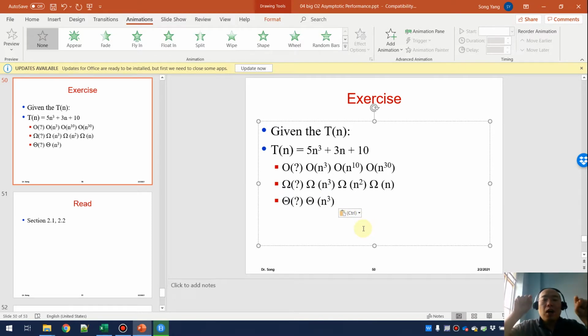Theta of n cubed is the only correct answer in this case. So for the big O, we can go O of n cubed, and if we want to go to a higher degree polynomial, that's fine. And for big omega, it is omega of n squared, and if you want to go to a lower degree polynomial, that's also fine. But for the big theta, the only correct answer is theta of n cubed. Okay.